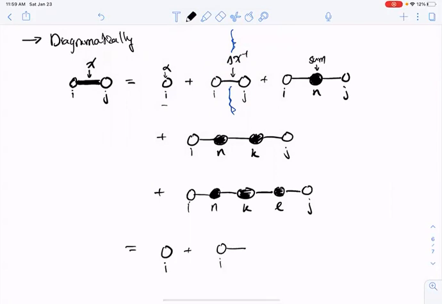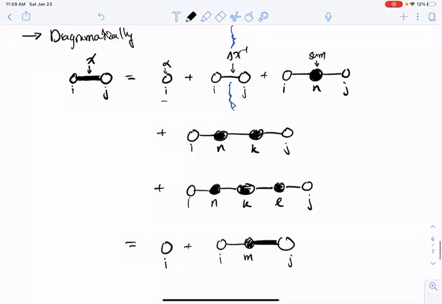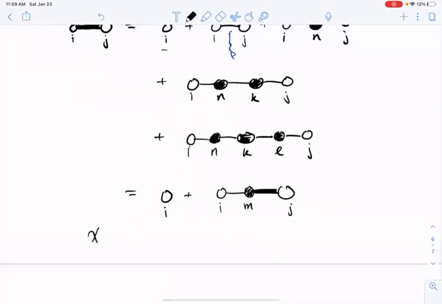It looks like I plus an I to an M summed over, with that connected to J with a fat link, such that chi equals chi naught plus chi naught delta chi inverse chi.